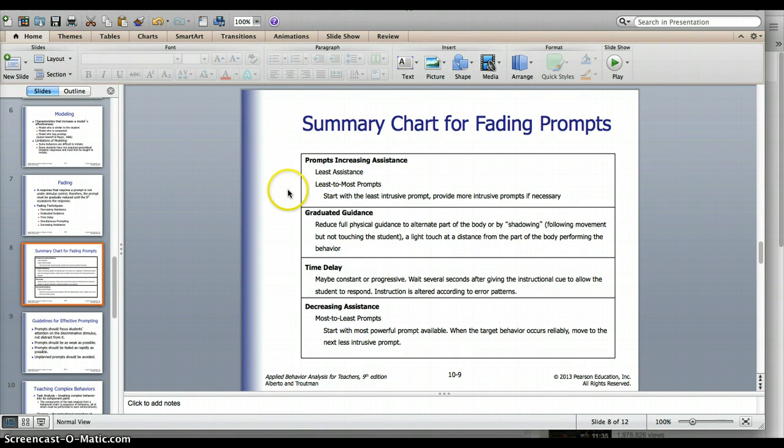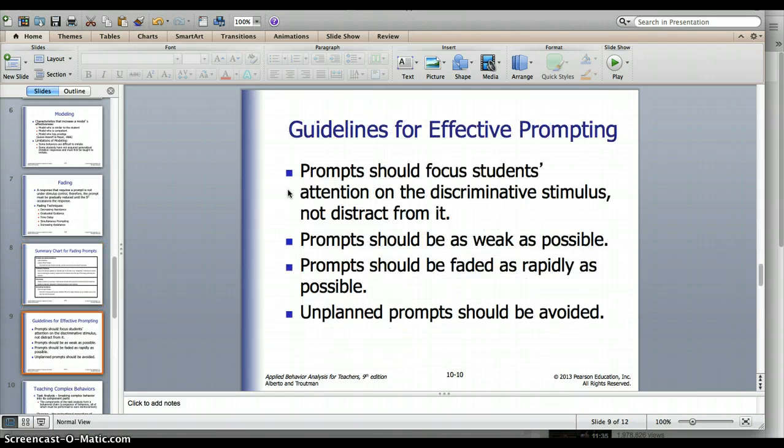There's a fantastic summary chart here of fading prompts that gives you step by step what those look like, and we're actually going to practice some of these in class, so I'm not going to spend a whole lot more time on prompting.